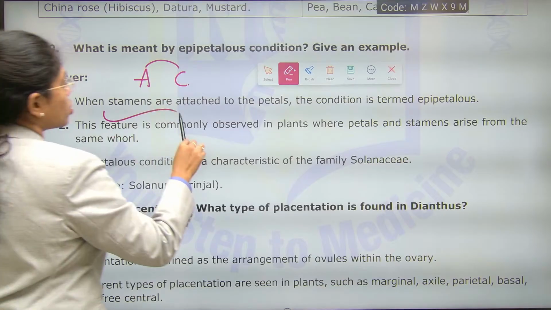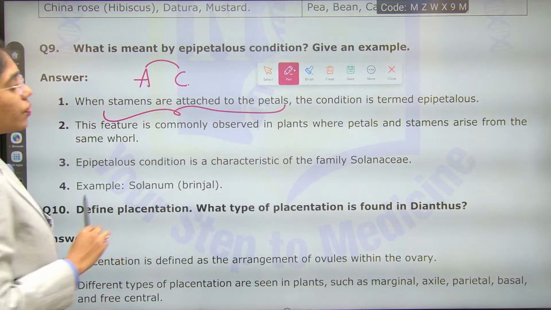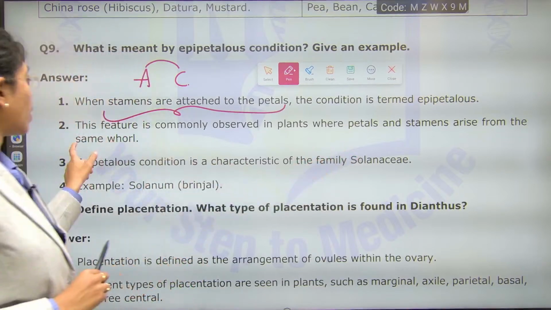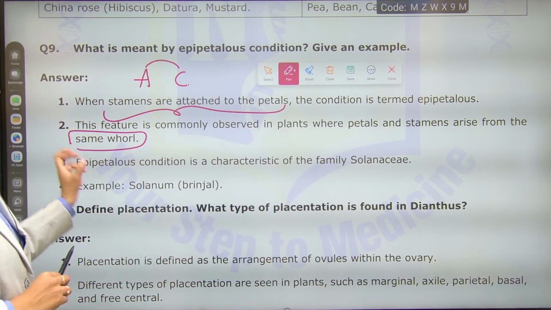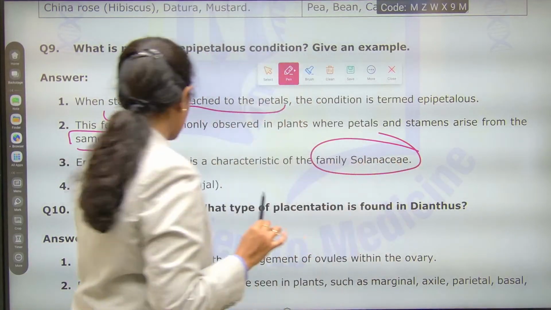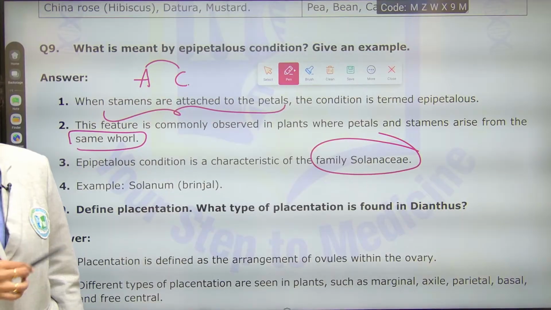Stamens are attached to petals. This feature is commonly observed in plants where petals and stamens arise from the same whorl. Epipetalous condition is characteristic of the Solanaceae family. An example you can take is brinjal.